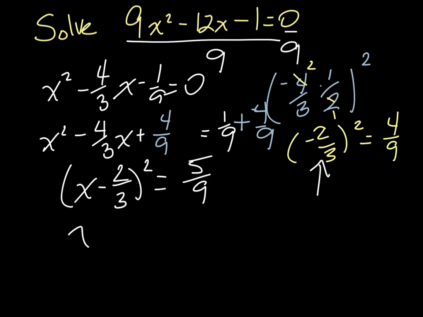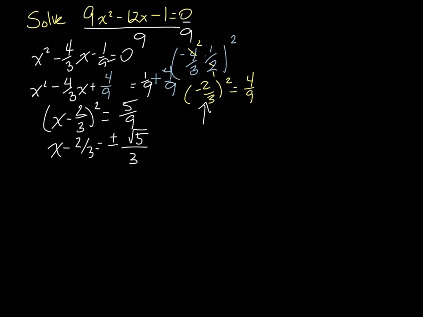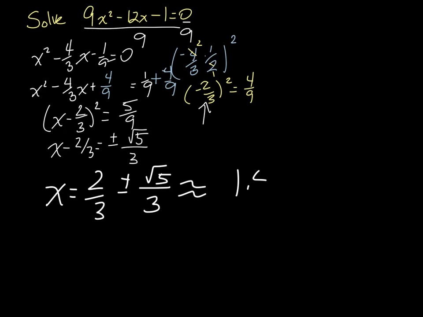Take the square root of both sides, so x minus 2 thirds equals plus or minus square root of 5 over the square root of 9, which is 3. Now I can add 2 thirds to both sides, and if the directions said get an exact answer, we would be done. But in your textbook, the directions say round to the nearest tenth if necessary, so we need to type it in the calculator. And when I add, I get 1.4 rounded to the nearest tenth. And when I subtract, I get negative 0.1 rounded to the nearest tenth.